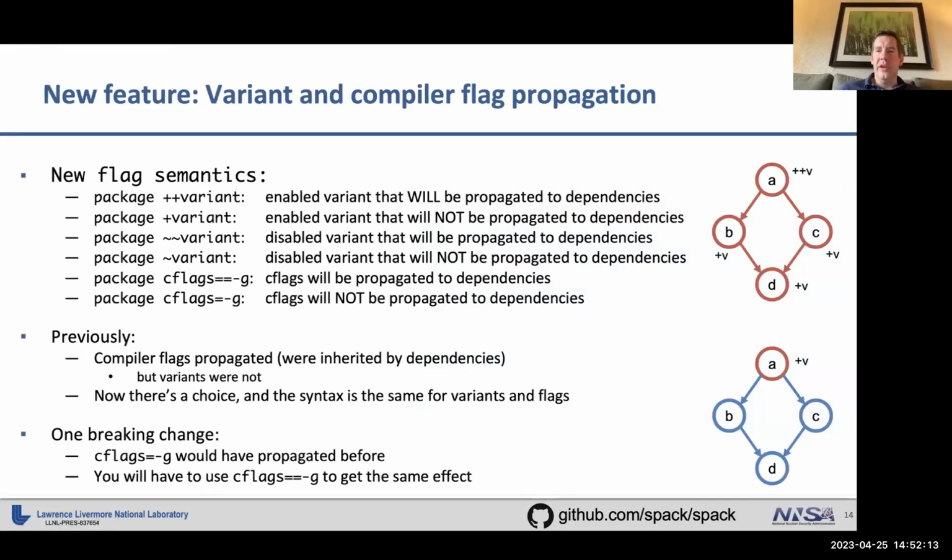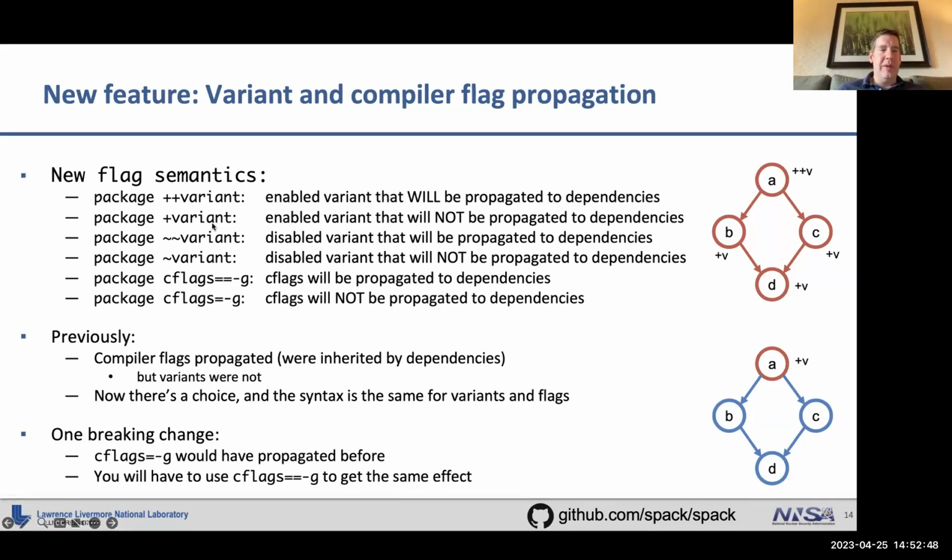We introduced some cool concretizer features to allow a little more control over propagation of flags. It used to be that variants and compiler flags behaved a little differently. The compiler flags were automatically propagated to all the dependencies to keep them consistent, or at least by default they were. And then the variants only would apply to a single node in the graph. So if you asked for A plus V, you'd get a graph like this, where none of the other things had V applied. And people really wanted to be able to say, no, I really want all of my CUDA dependencies to have CUDA enabled, and so on.